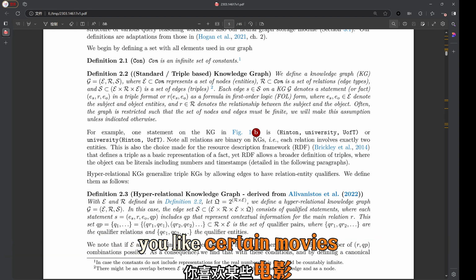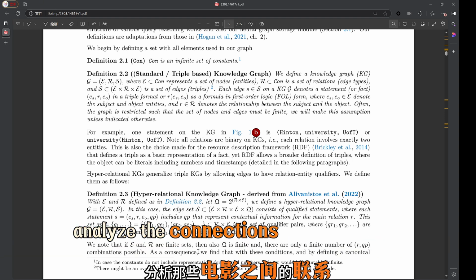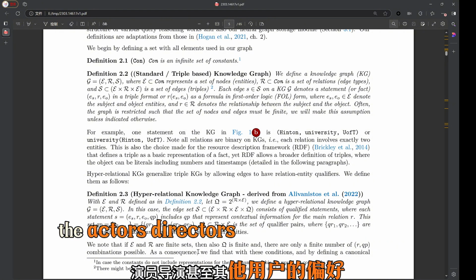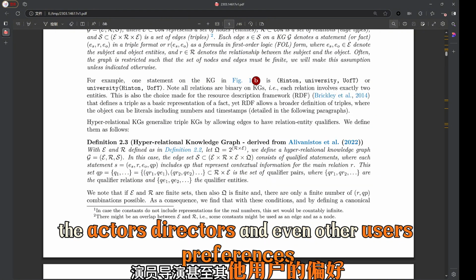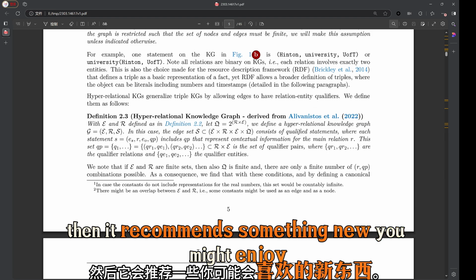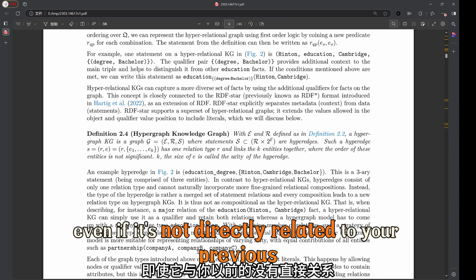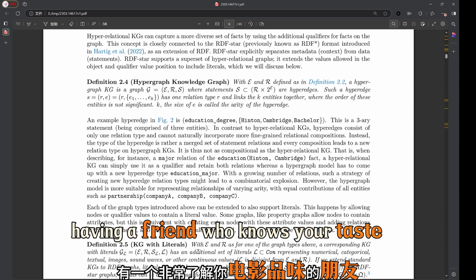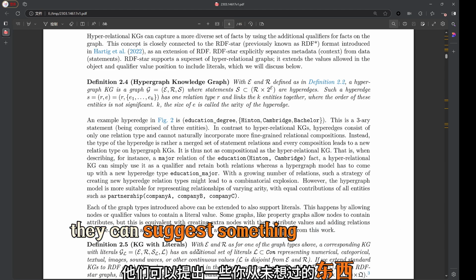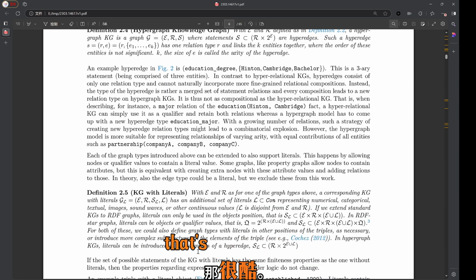You like certain movies, and an NGDB can analyze the connections between those movies, the actors, directors, and even other users' preferences. Then it recommends something new you might enjoy, even if it's not directly related to your previous choices. Like having a friend who knows your taste in movies so well, they can suggest something you'd never thought of but end up loving. That's pretty cool.